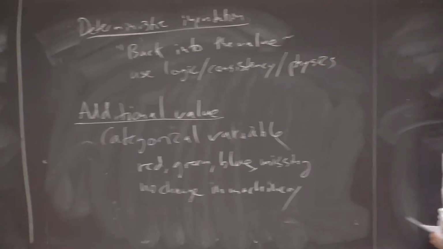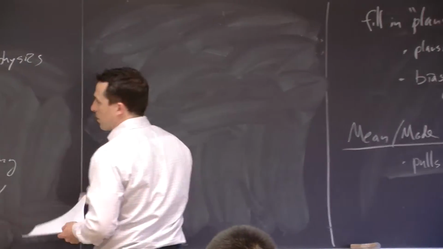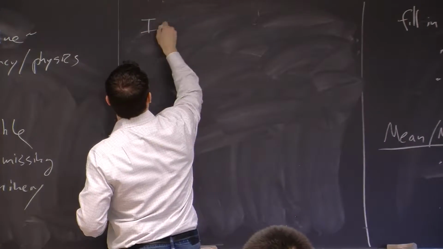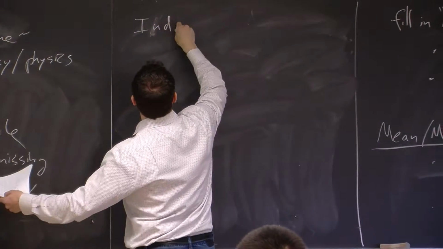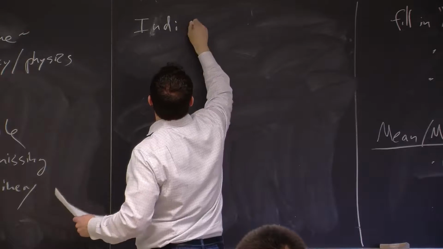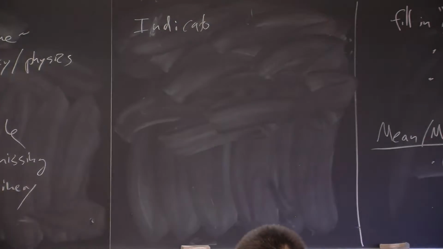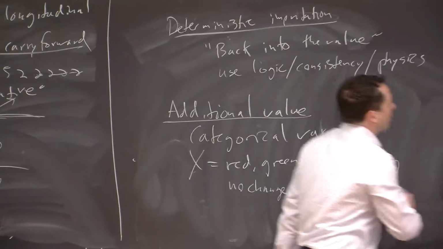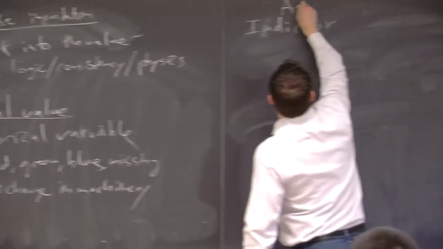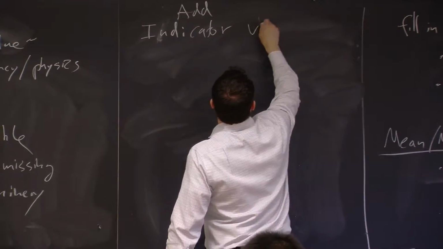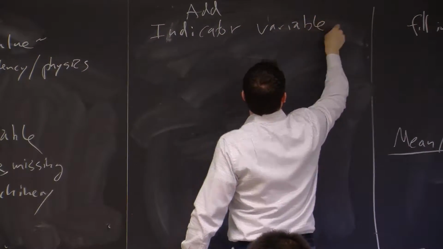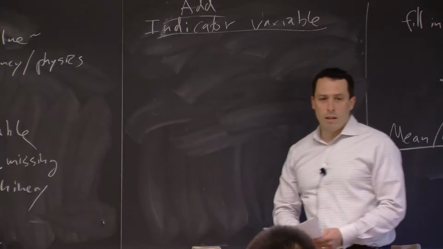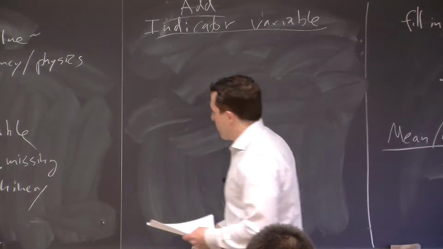Something that does work for continuous variables and also for categorical is to add a new variable. So this is adding a new value of a single variable. x could be one of those things. We can add an indicator variable. So just throw another variable into our log linear model for missingness.